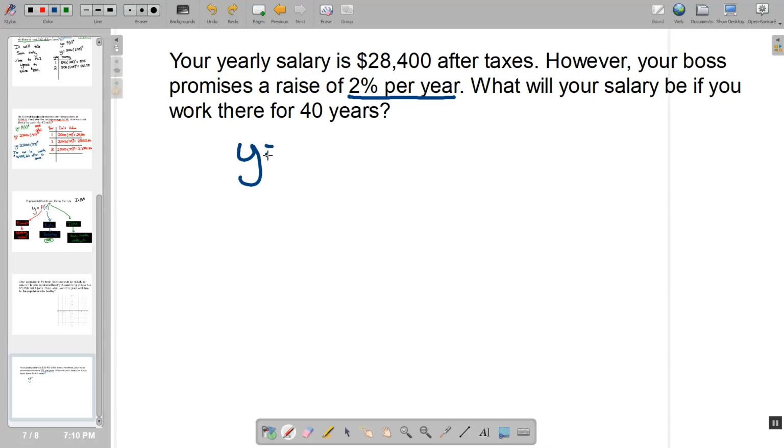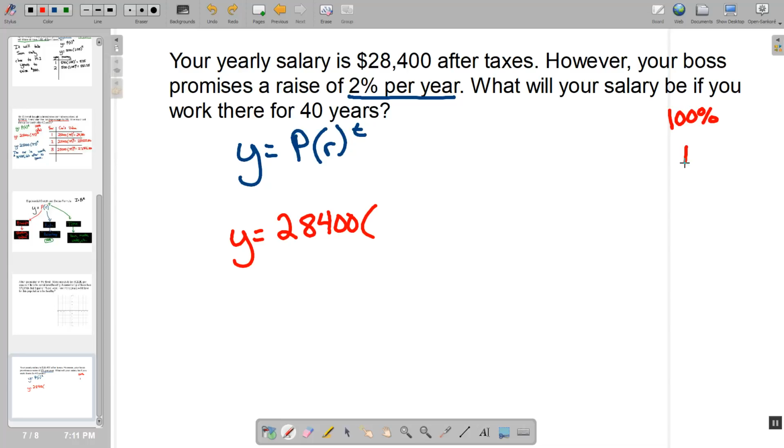One final time, we need to put our equation P times R raised to the T. Our principal in this situation is $28,400. Now, in this case, our rate is a 2% increase. So you always want to think about starting with 100%, and an increase of 2% would be 102% of your principal every year. As a decimal, that'd be 1.02, written like that.